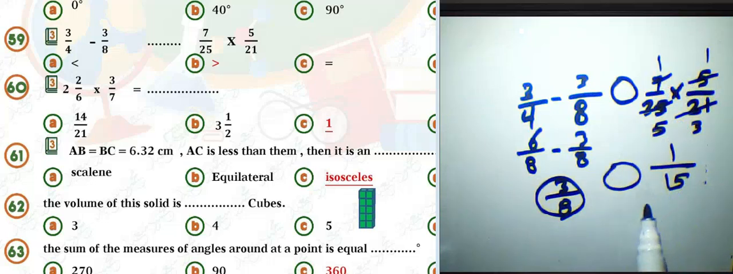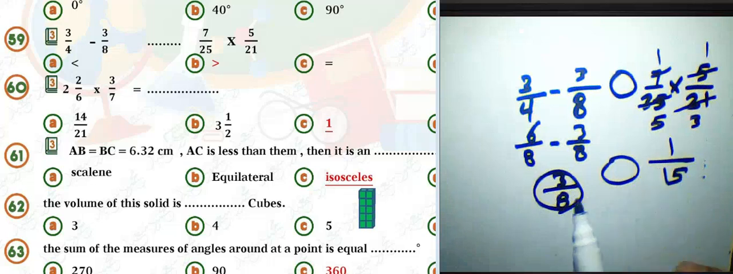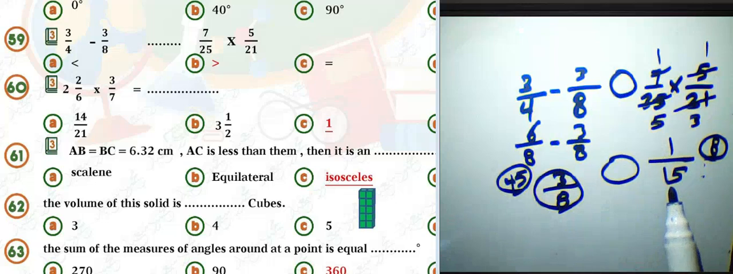So we must compare 1 over 15 and 3 over 8 by multiplication. 1 times 8 equals 8, 15 times 3 equals 45. We can use the least common multiple between them, or you can use this method. The product of extremes equals the product of means. So 45 is greater than 8. Question 60.